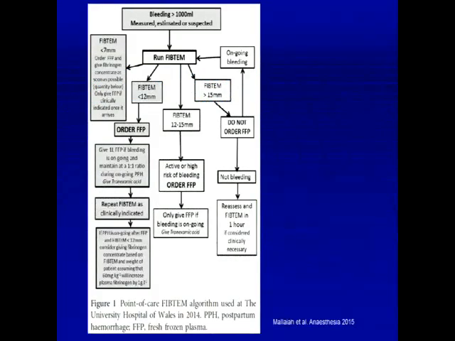And this is sort of one example of an algorithm that you would use in PPH based on ROTEM. So you can see the heavy emphasis on fibrinogen levels and detecting fibrinolysis, because you can see tranexamic acid is all over the place on this algorithm, and so is the FibTem.